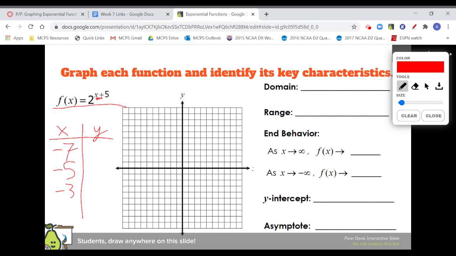Once I did that, I'm just going to go ahead and again plug it in. So I'll show this out certainly for the first one. So really I want f of -7. That is going to be equal to 2 to the -7 plus 5, or in other words, 2 to the -2, which gives me 1/4, or again, 0.25.